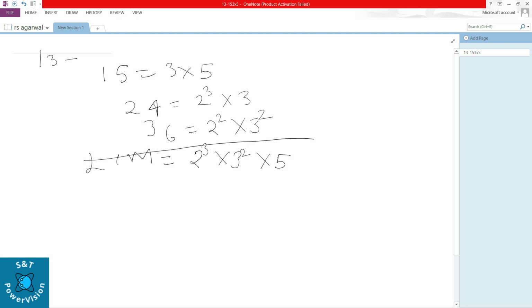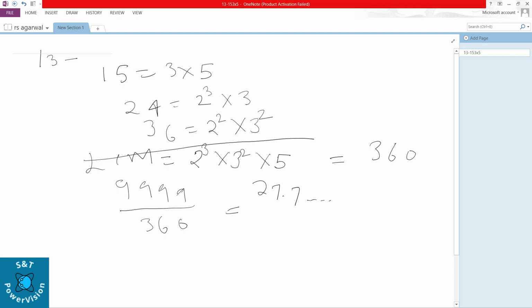So the answer will be 2 cube, means 8, into 9 into 5, which is 360 here. But this is only a 3 digit number, and we have to go for the highest 4 digit number. So the highest 4 digit number is 9999. Divided by 360, the answer will be approximately 27.777 here, but we have to take the highest number.